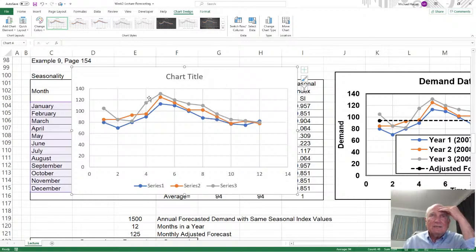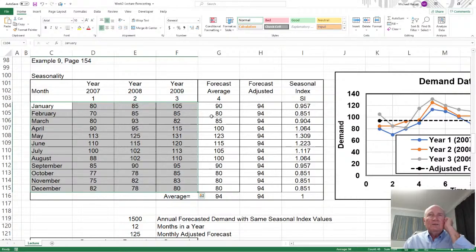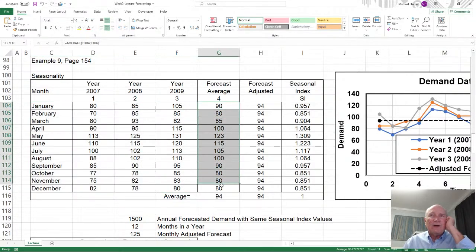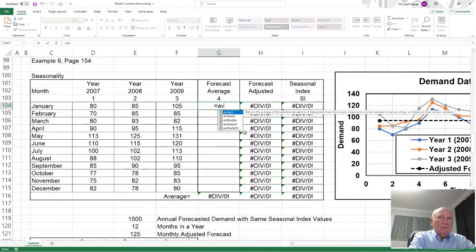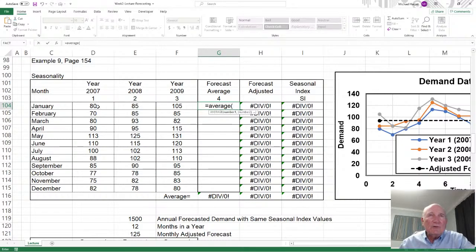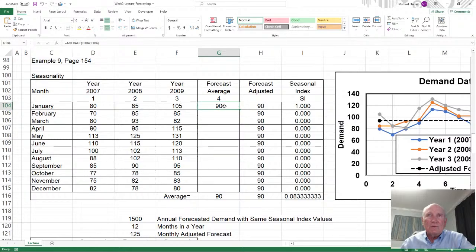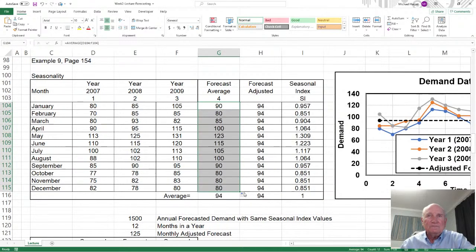Well, now I can see that I have the same pattern every single year. Okay, if that's true, then I have a stationary time series. Let me go ahead and delete this. I don't need it now. So I'm going to take the average. Now right here, all I'm doing is taking the average of January for all 3 years. Okay, return, and there's my forecast. I'm copying this down for all the data, and there it is.